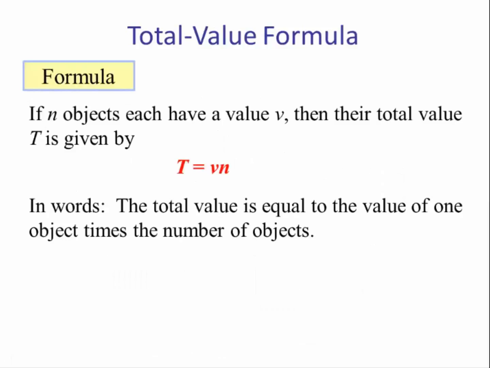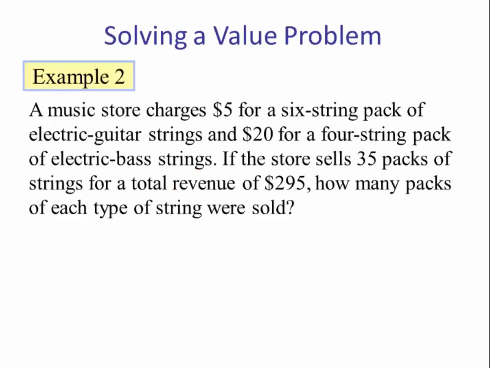Total value formula. If n objects have a value of v, then their total value t is given by t equals v times n. So in words, the total value is equal to the value of one of the objects times the number of objects. We will use this formula in the next example.